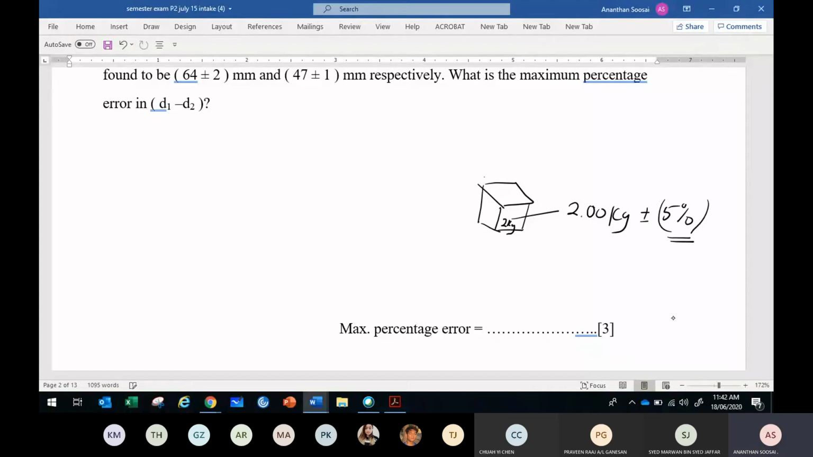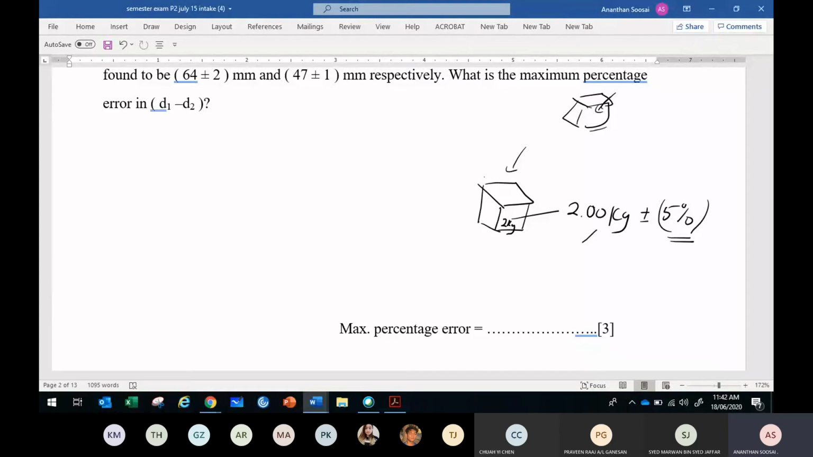So what do you understand by this? This 2 kilogram cube has been made by a machine. The machine compacts the aluminum into a cube. But the machine has some tolerance. It can make some mistake because a systematic error can happen. They say it is plus minus 5%.